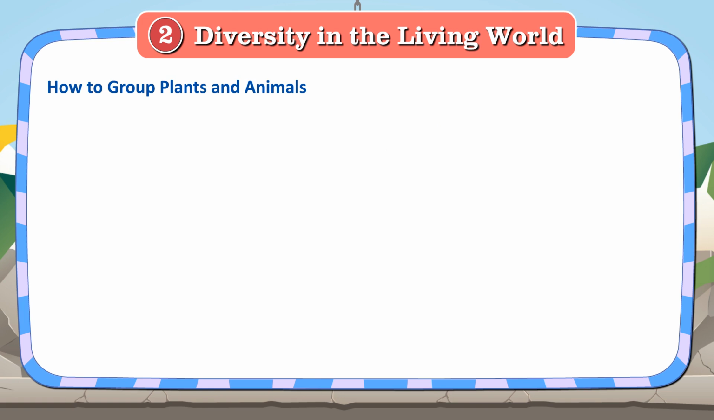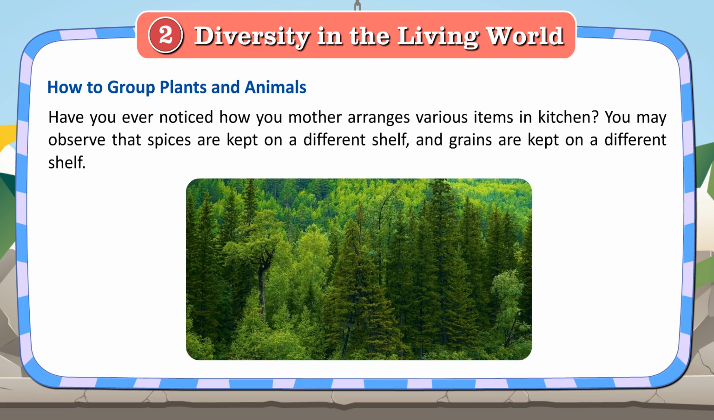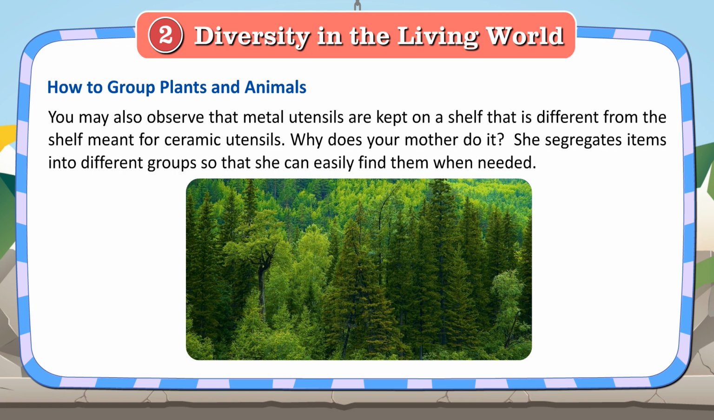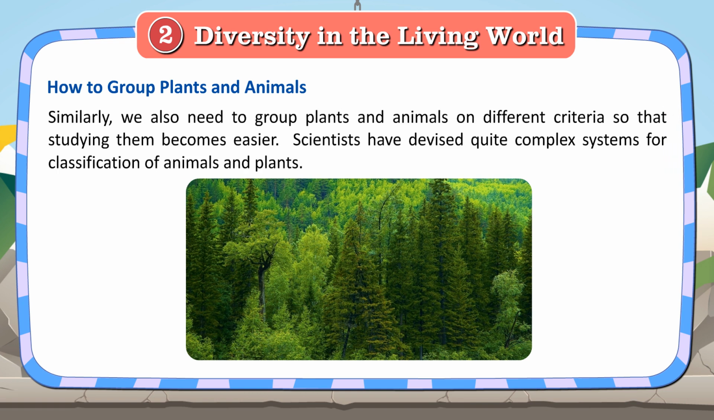How to group plants and animals? Have you ever noticed how your mother arranges various items in the kitchen? You may observe that spices are kept on a different shelf and grains are kept on a different shelf. You may also observe that metal utensils are kept on a shelf that is different from the shelf meant for ceramic utensils. Why does your mother do it? She segregates items into different groups so that she can easily find them when needed.